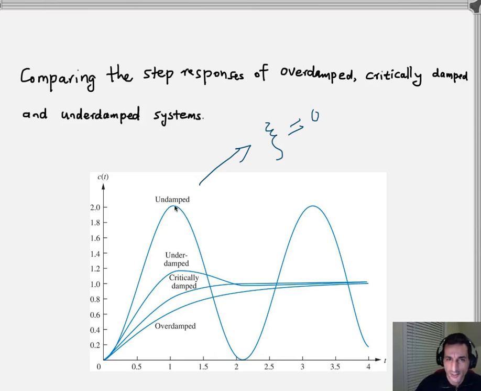Now this is the response for zeta equal to 0. Then as you start increasing it, between 0 and 1, you're going to see something like this. At zeta equal to 1, you see something like this. And when zeta is greater than 1, you're going to see something like this. For overdamped, like I said, that becomes something like a combination of two first order systems.